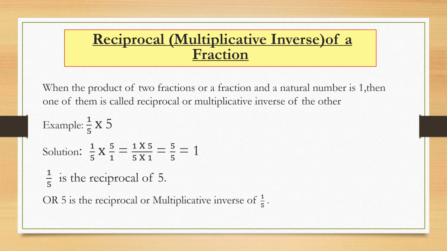Therefore, 1 upon 5 is the reciprocal of 5, or 5 is the reciprocal or multiplicative inverse of 1 upon 5.